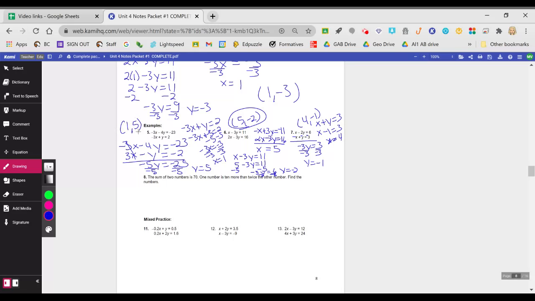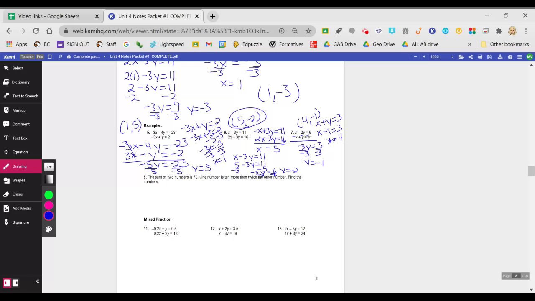Number 6. I changed the sign on the top one because it truly doesn't matter as long as I eliminate one of my variables. So negative x and 2x gave me x, 3y and negative 3y is 0, negative 11 plus 16 is 5, so x equals 5. And then substituted into the top one and found y equals negative 2.